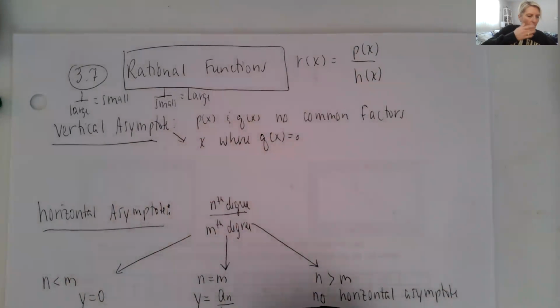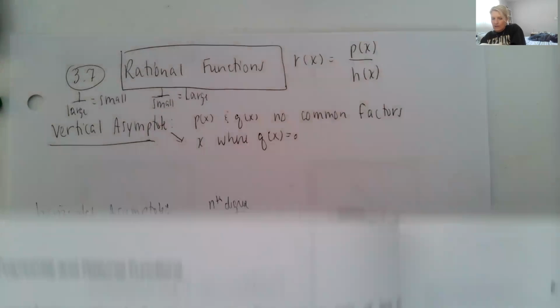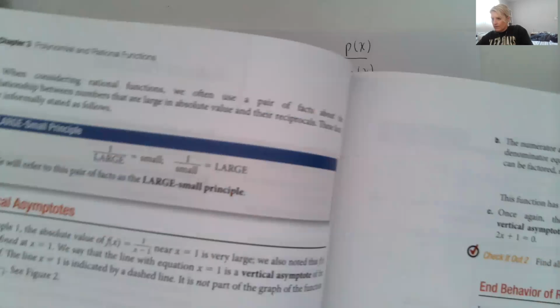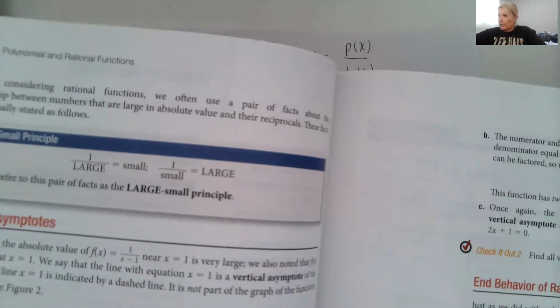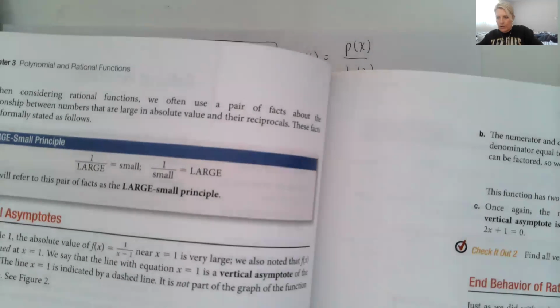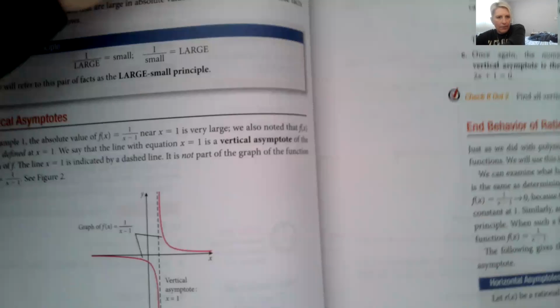So let's go to our book here. Let me bring it up for you to see. So to find the vertical asymptote, hold up in my computer, but I didn't.